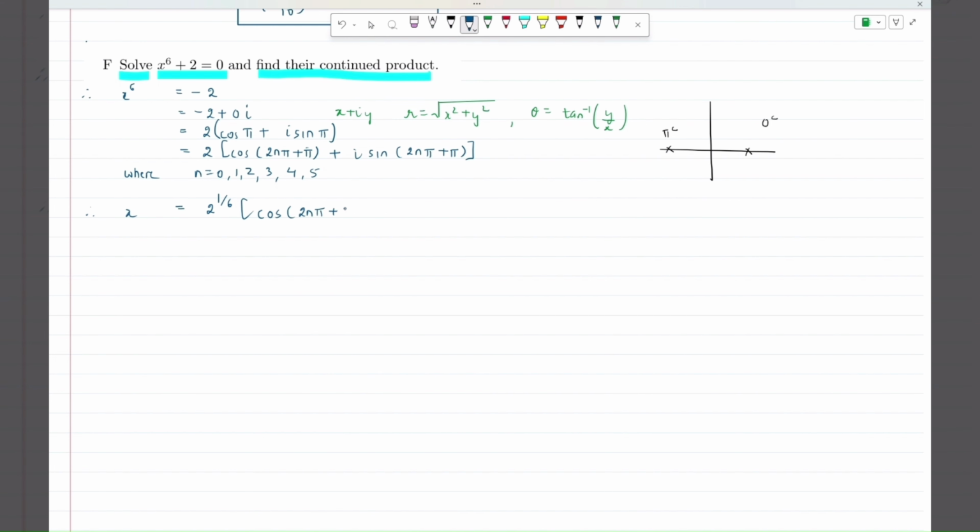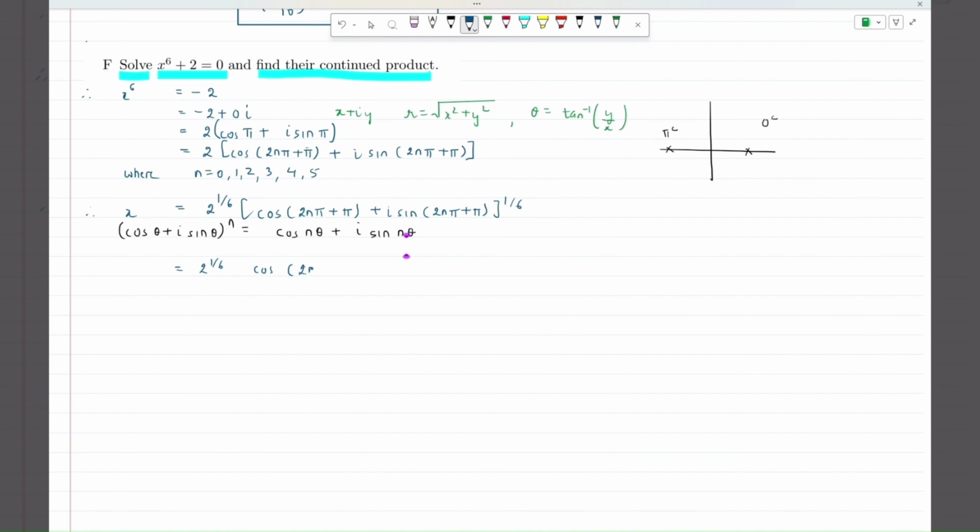So this is going to be 2nπ plus π times i sine of 2nπ plus π, raised to 1 over 6. And by De Moivre's theorem, which says that (cos θ + i sin θ) raised to n is equal to cos nθ plus i sin nθ, the power 1 by 6 can be multiplied with the argument. Simultaneously, we can make the argument simpler by taking π common.